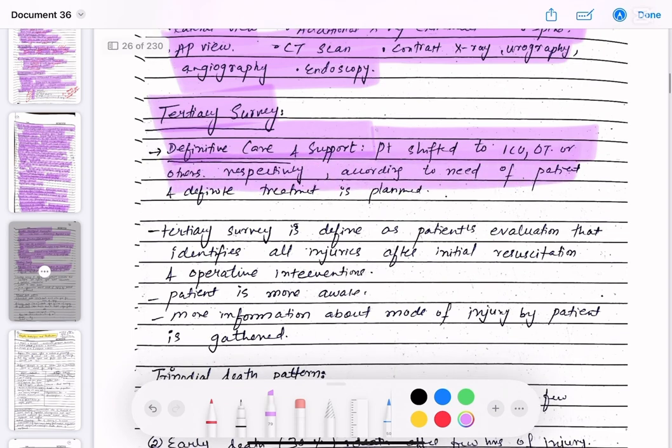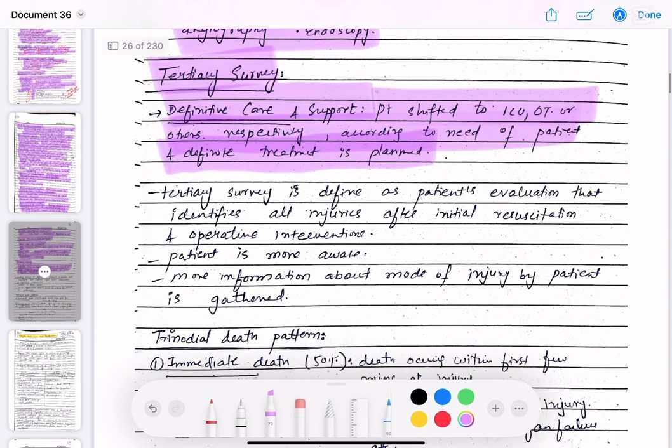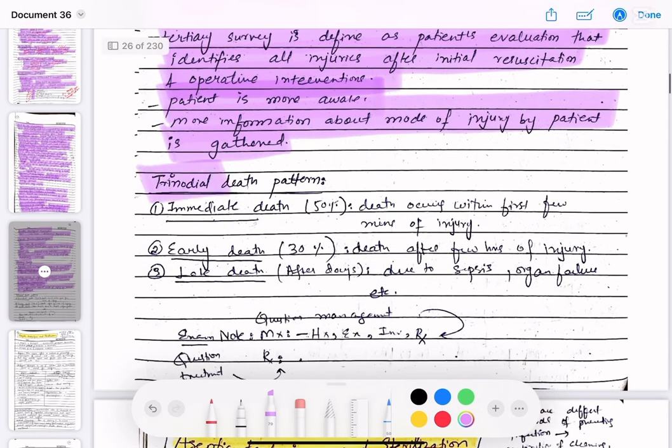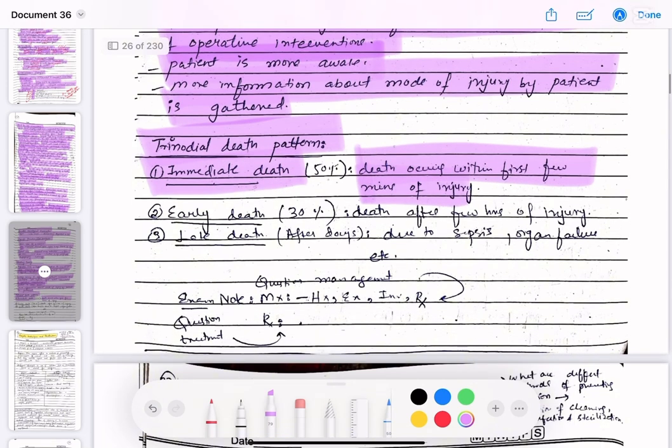And the tertiary survey is defined as the patient's evaluation that identifies all injuries after initial resuscitation and operative interventions. The patient is more aware, so more information about the mode of injury can be obtained. There is also the trimodal death pattern: immediate death occurring within the first few minutes of injury, then early death after a few hours of injury, and late death due to sepsis, organ failure, etc.